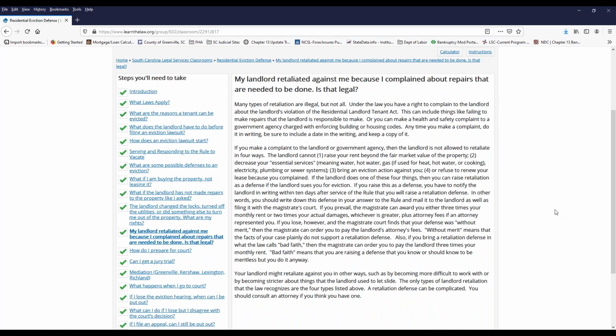We also get a question about landlord retaliation. What is retaliation? Retaliation is very specifically defined under the law. Many types of retaliation are illegal, but not all of them. The retaliation statute is triggered only if you make a complaint about the condition of the property, either to the landlord or to a government agency that is tasked with maintaining building and housing codes or some sort of quality code requirement. For federally subsidized housing, Housing and Urban Development maintains housing quality standards, so you could complain to HUD and that would qualify as a government agency.